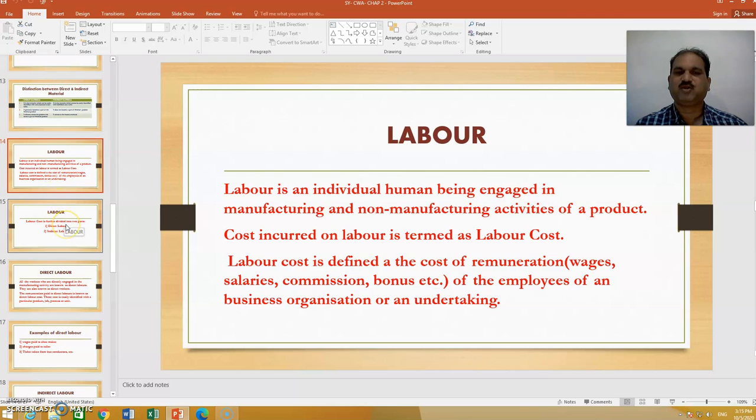Labor is an individual human being engaged in manufacturing and non-manufacturing activities of a product. The cost incurred on labor is termed as labor cost. Labor cost is defined as the cost of remuneration. Remuneration includes wages, salaries, commission, bonus, etc. So labor cost is defined as the cost of remuneration of the employees of a business organization or an undertaking.